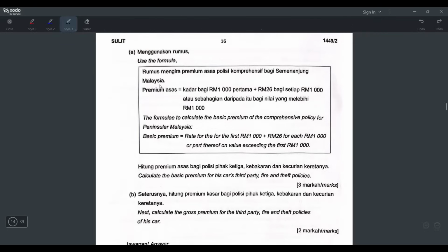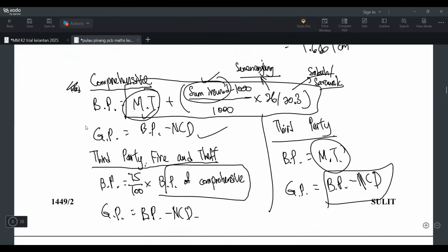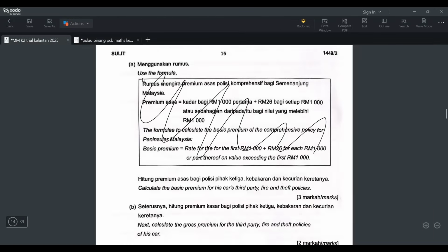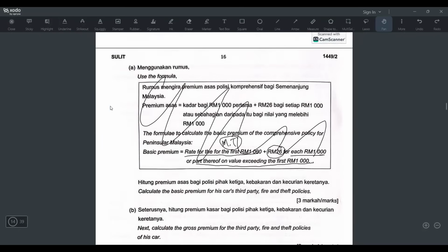And then the formula, okay, this one all just skip. Because this formula is from the textbook. And I already make it simple for you. Saya sudah mudahkan saya punya formula. So just use this. Just do it like this. Because the one they write in the textbook is like they write it in sentence. So it's a bit hard, but it's the same thing lah. Okay, you see basic premium rate for first means the motor tariff lah. 26 means for each 1,000 or part thereof exceeding first one, it means like sum insured minus 1,000 divided 1,000 times 26. So basically it's just the same thing.